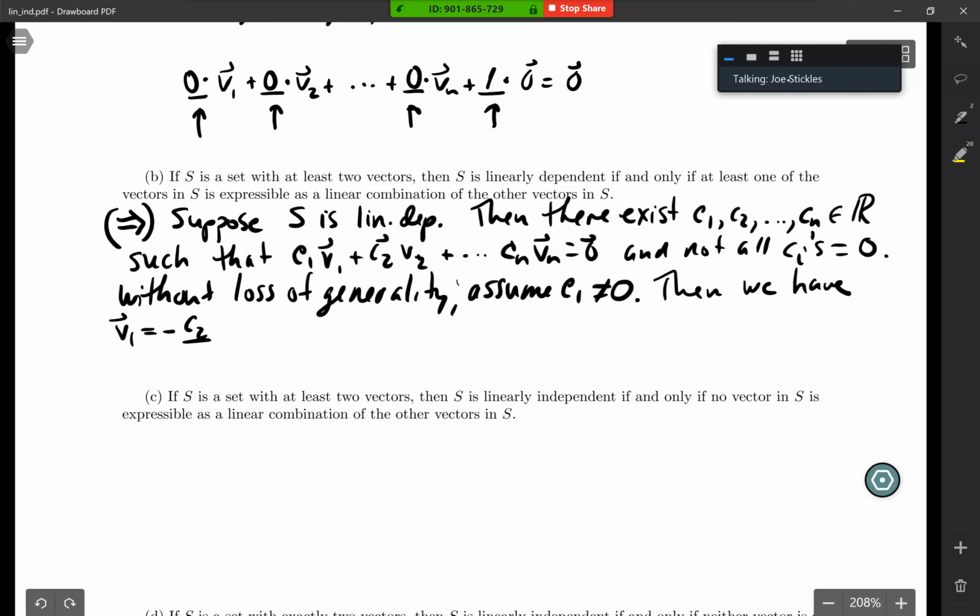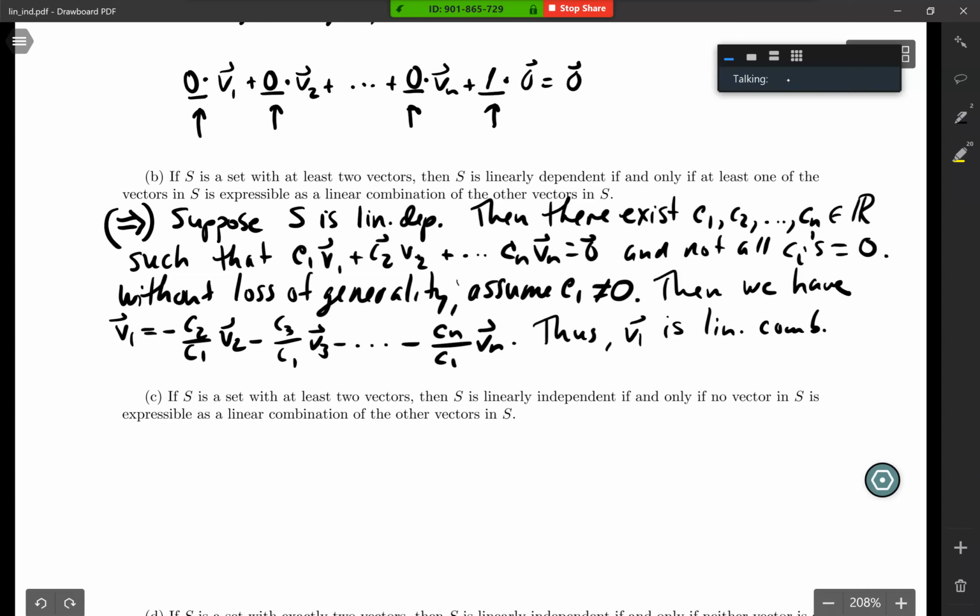Negative C2 over C1 V2. It'll be a minus C3 over C1 V3. Minus, minus, minus Cn over C1 Vn. So thus, V1 is a linear combination of the other vectors, V2 out to Vn.